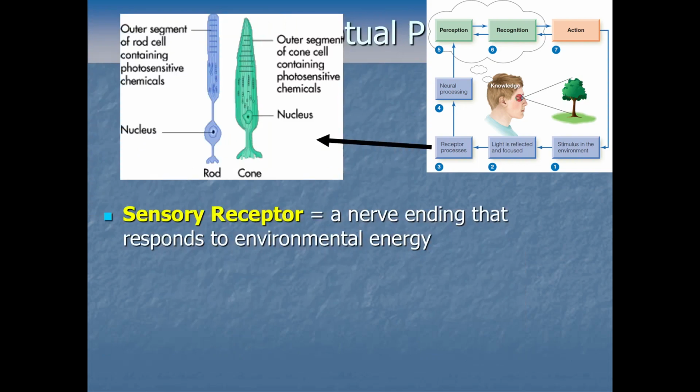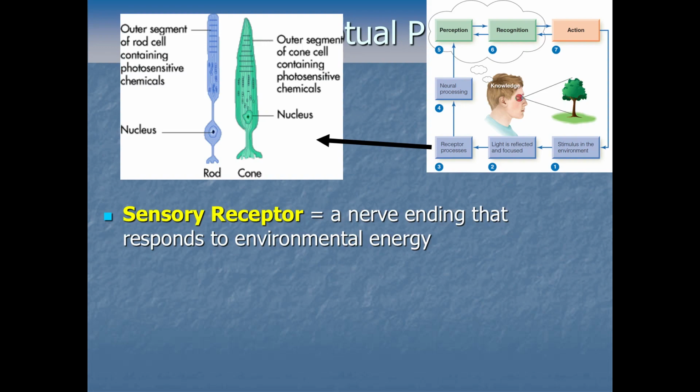Now, when the light, the proximal stimulus, does hit our sensory neurons, our detectors, what it's really hitting is a special type of neuron, a nerve ending, the end of a neuron that happens to have evolved to respond to certain environmental energy. These specialized neurons that have a nerve ending that responds to environmental energy, we sometimes call sensory receptors. So a sensory receptor is just the special term for a type of neuron that receives sensory information about the world.